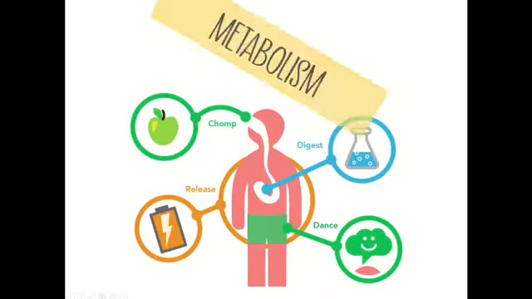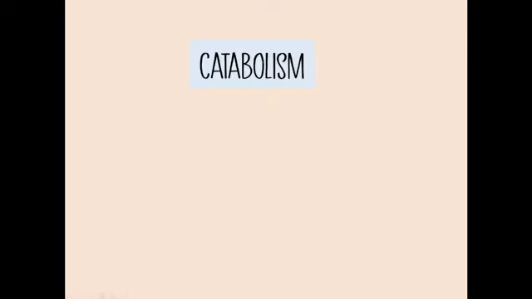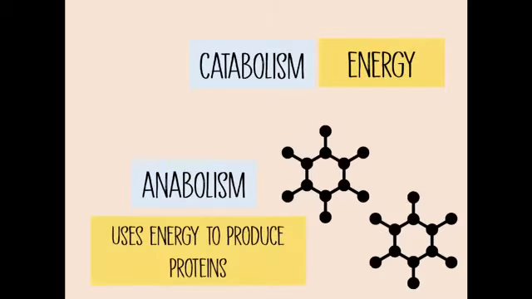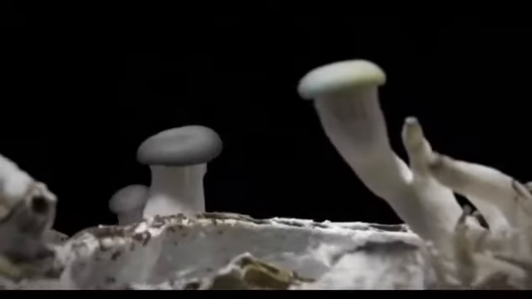The next characteristic is metabolism, where we obtain and use energy. Metabolism involves the destruction of molecules, that is, catabolism, and the formation of new molecules, or anabolism. Catabolic processes involve the releasing of energy, and anabolic processes use the energy obtained through catabolism to build new components, for instance, proteins.